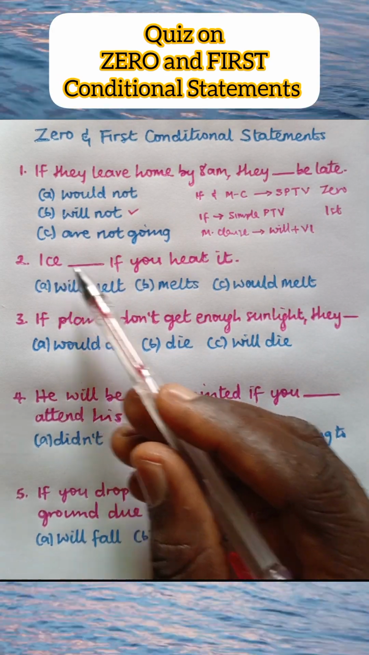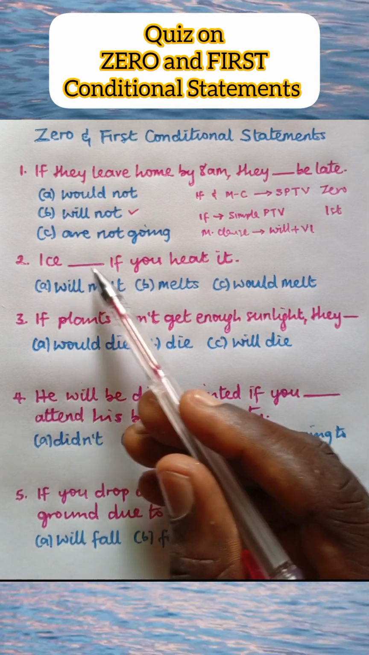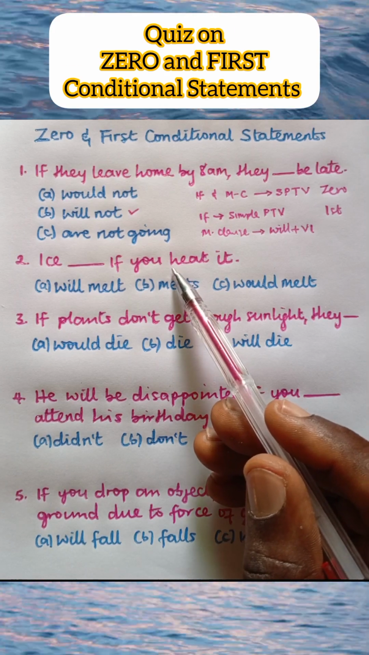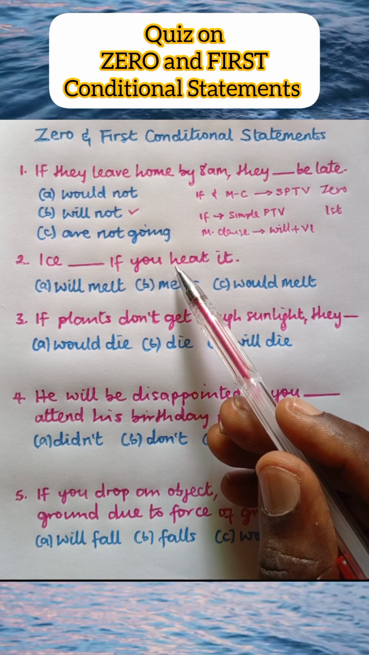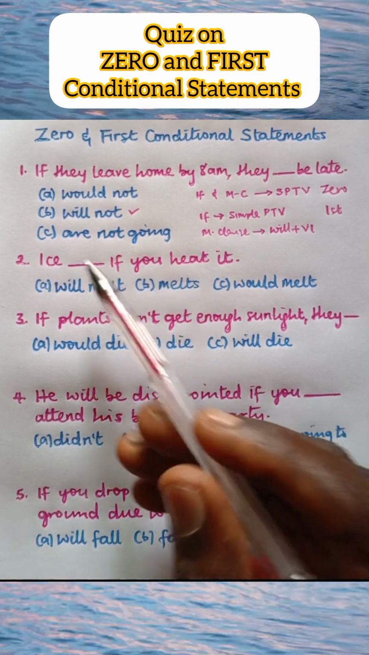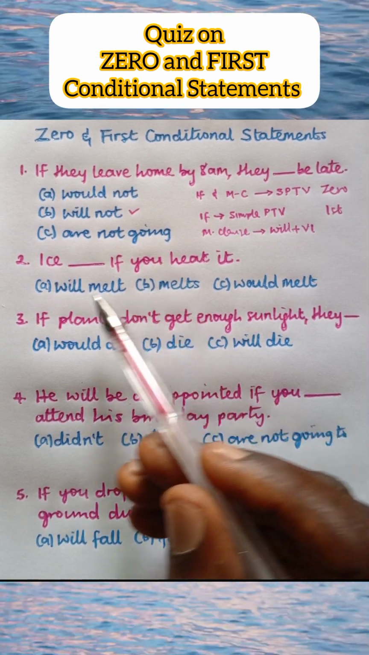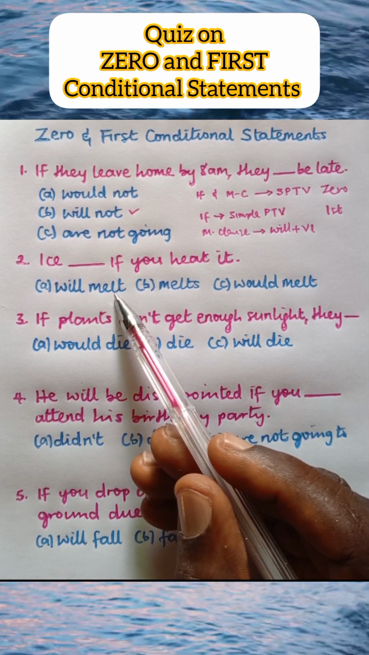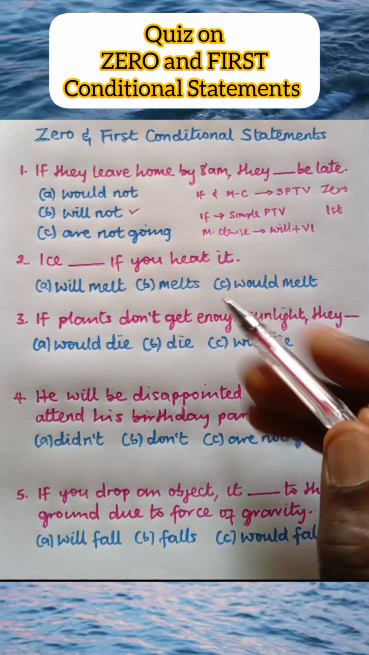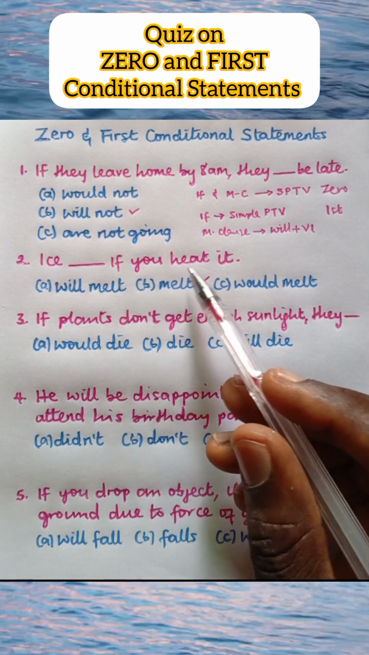It says, ice blank if you heat it. Here, the main clause is ice blank, and the if clause is if you heat it. The verb in the if clause is heat. This is a simple present tense verb, and this statement is a zero conditional statement. How? Because it is a universal truth that if ice is heated, what happens? It melts. So a simple present tense verb is required. Will melt is simple future. Wrong. Option B, melts. This is correct. C, would melt. This is past tense. So B is the correct option, and the sentence reads, ice melts if you heat it.